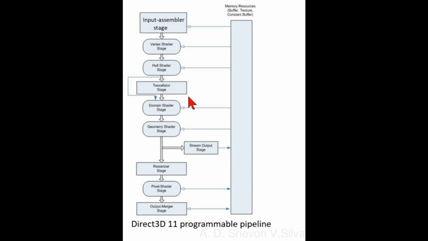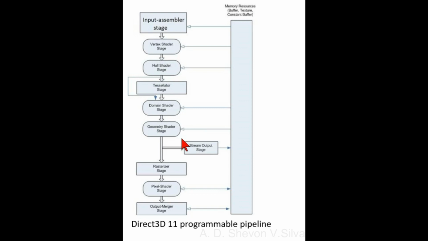Geometry shader stage. The geometry shader, GS, stage runs application specified shader code with vertices as input and the ability to generate vertices on output.